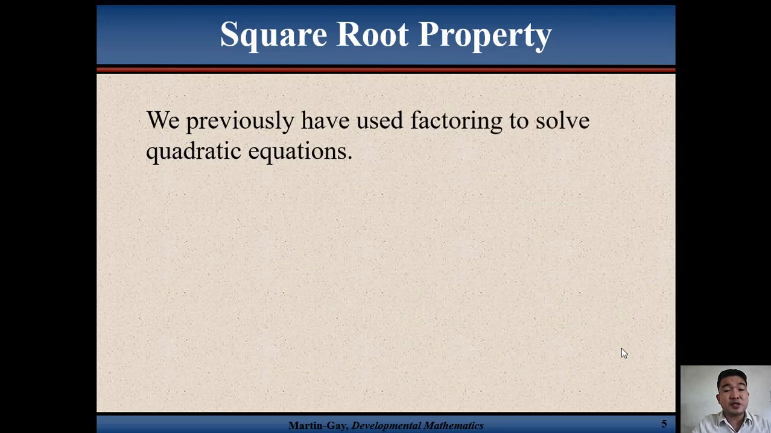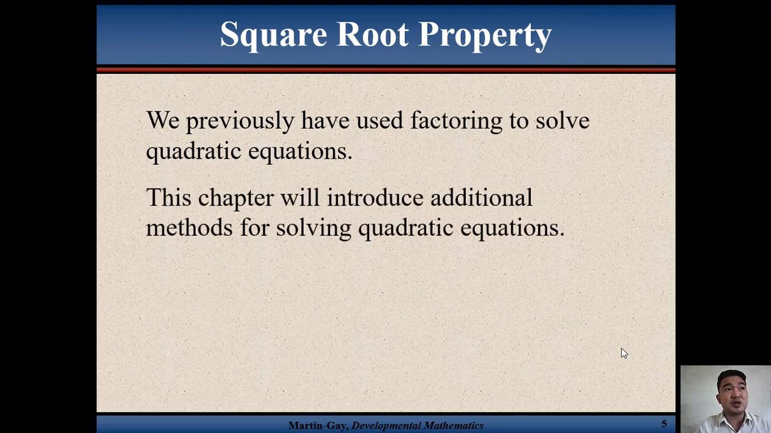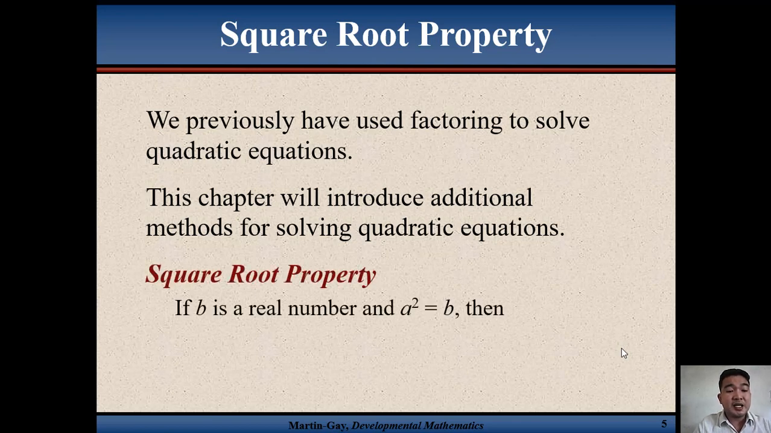We previously used factoring to solve quadratic equations. Remember, when you were in grade 8, we already discussed how to solve equations by factoring. And this chapter will introduce additional methods for solving quadratic equations. Square root property: if b is a real number and a squared equals b, then a is equal to plus or minus the square root of b.